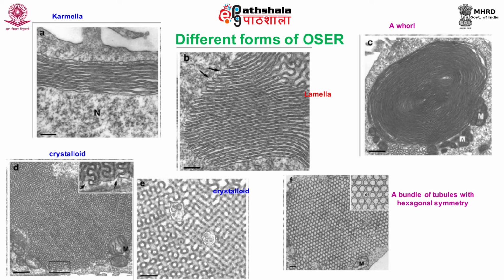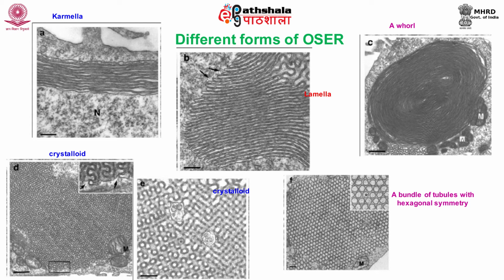If the stacks are arranged against nuclear envelope, they are called as karmellae, which are observed in figure A. Here N indicates the nuclei. Also, at the distal side of the karmella is a forming cisterna that appears to be generated by the fusion of tubules. Figure B shows stacks of endoplasmic reticulum that are distributed elsewhere in cytoplasm but not against nuclear envelope, and they are called as lamellae. The arrows indicate continuity with the cytosolic space.